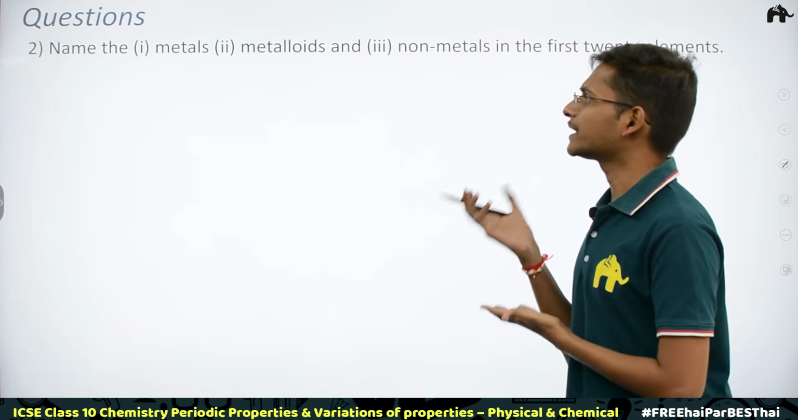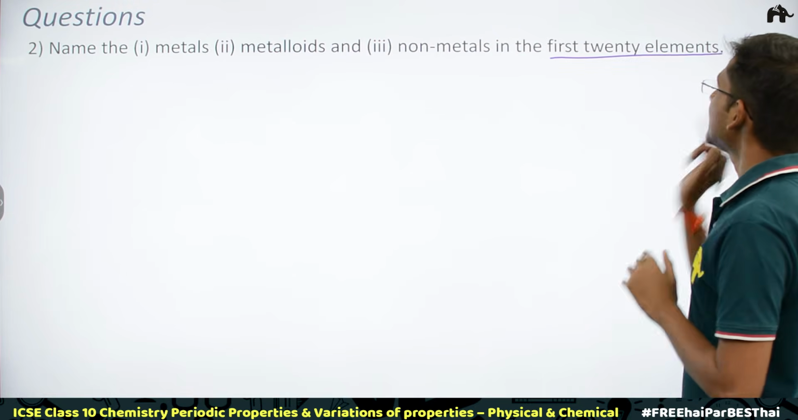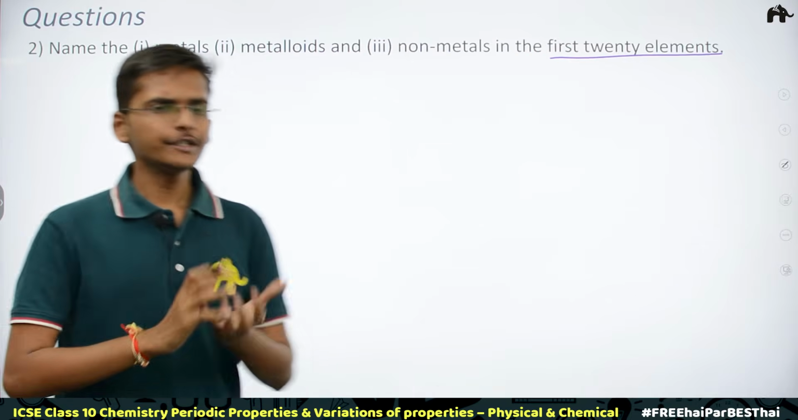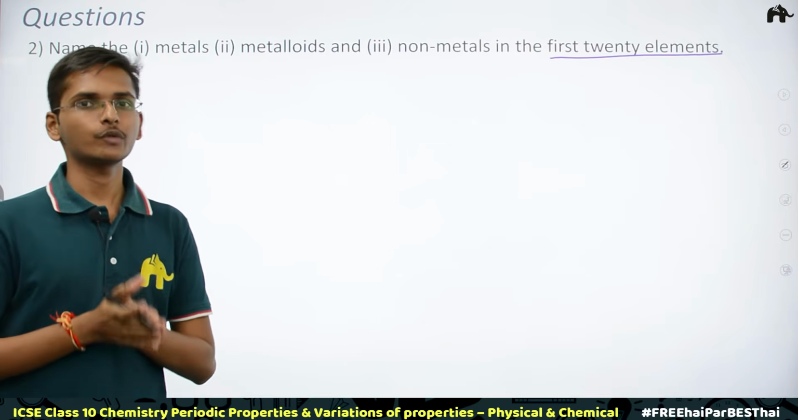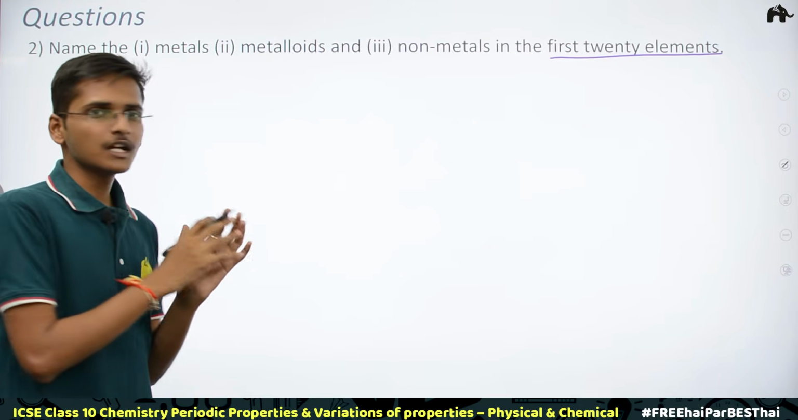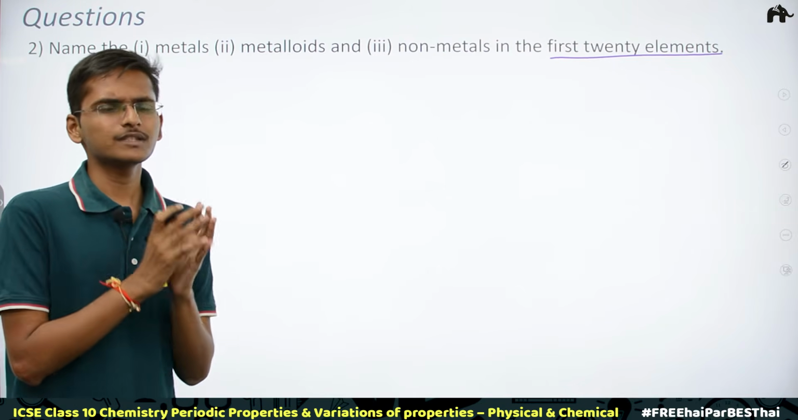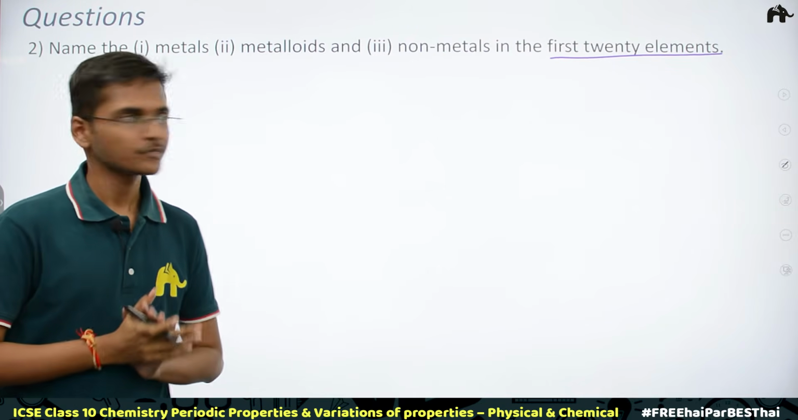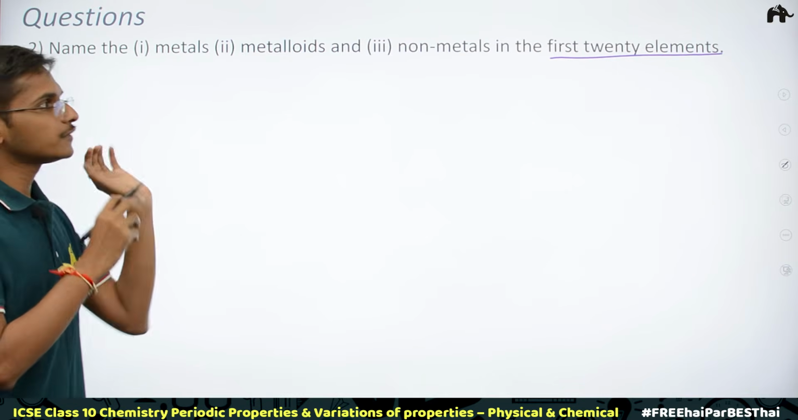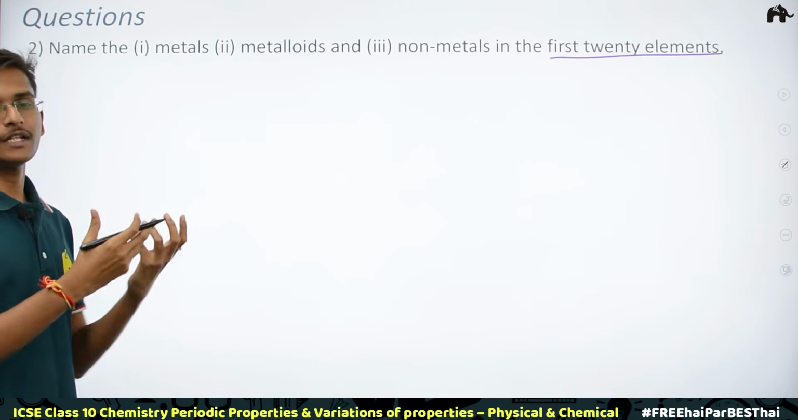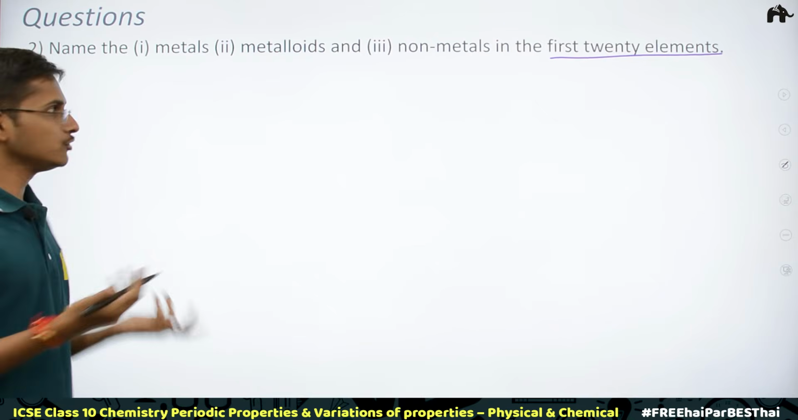Name the first metals, second metalloids, and third non-metals in the first 20 elements. Okay, now no need to memorize the names of metals, metalloids, and non-metals till atomic number 20. We will just solve it by visualizing the periodic table which we have studied earlier, and just by knowing some basic facts, okay. Now, see what we have studied. We will first jot down the first 20 elements quickly, okay, how they are arranged in the periodic table. Now, I am also having a blank paper like you. So, like you, I am going to solve this.